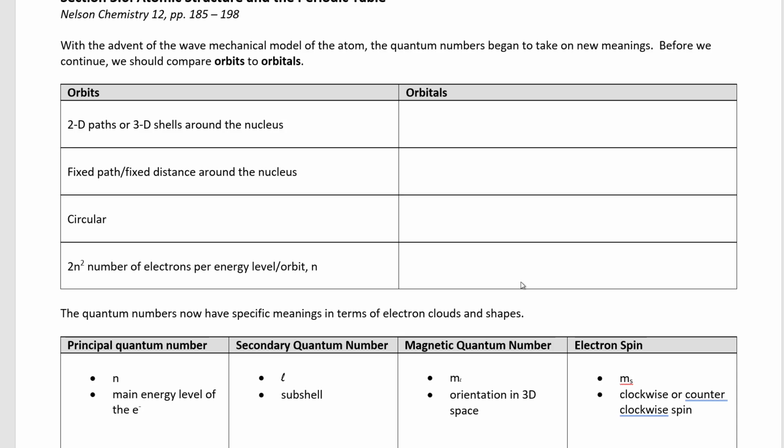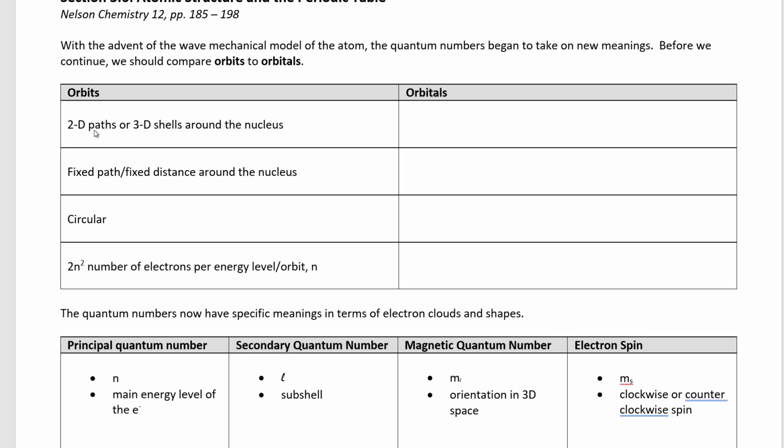diagram within an atom. So, with the advent of the wave mechanical model of the atom, and we call it wave mechanics because we see electrons as behaving like waves, the quantum numbers began to take on new meanings. Before we continue, let's compare orbits as Bohr described them to orbitals as we now know they exist.